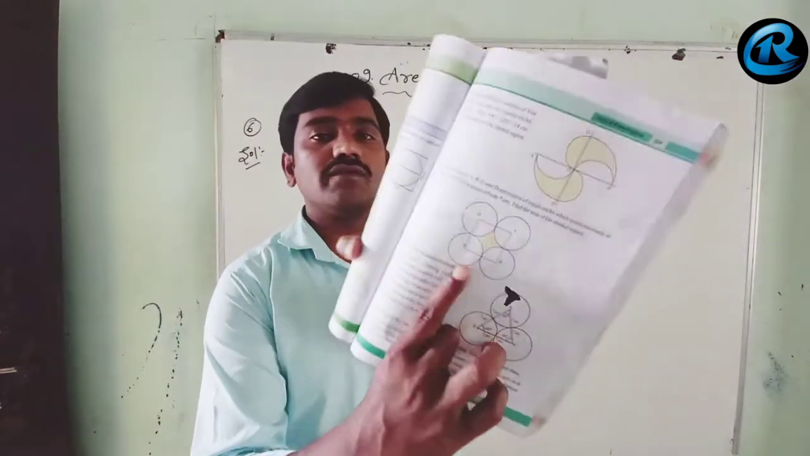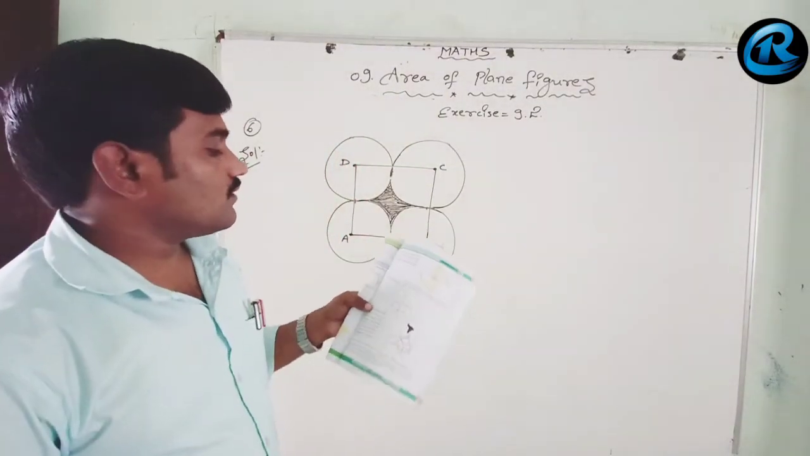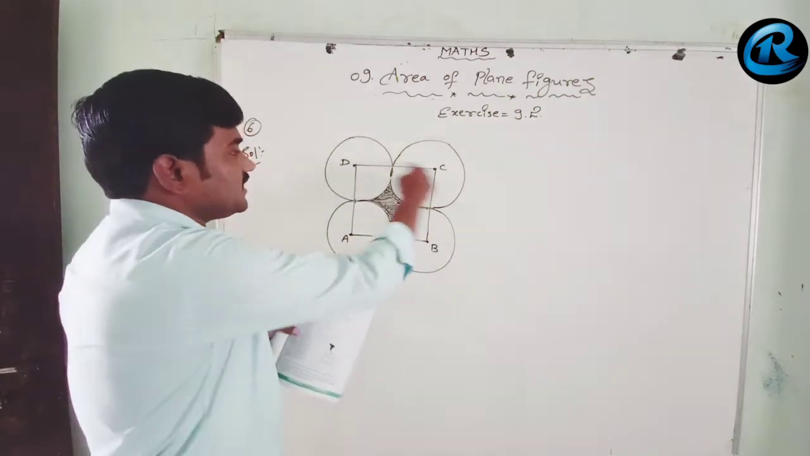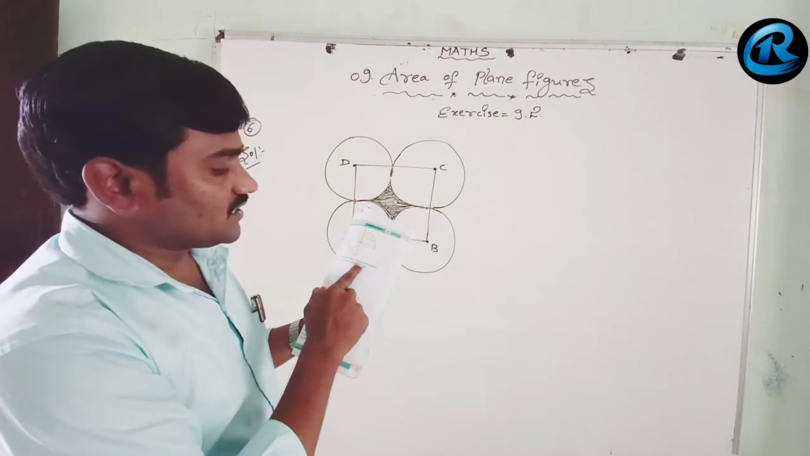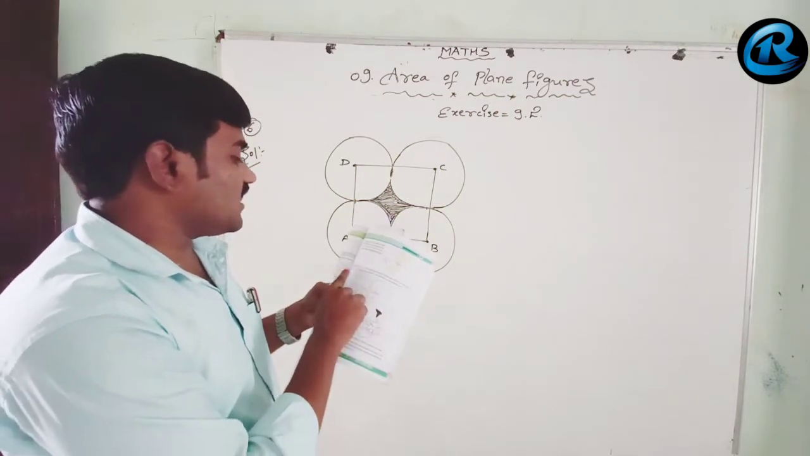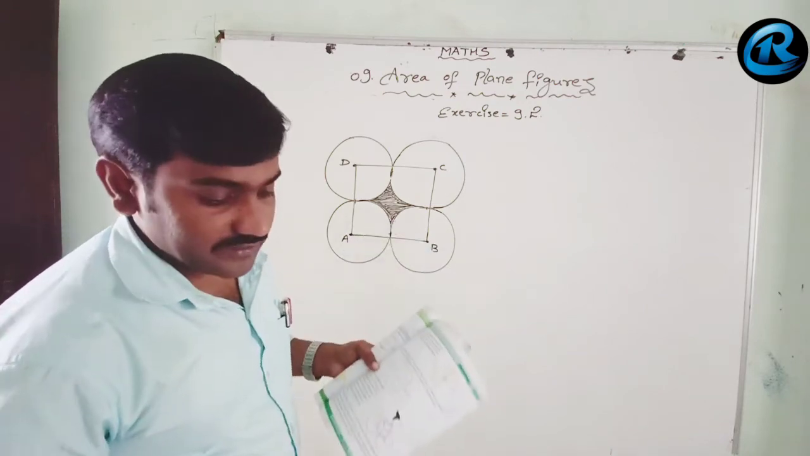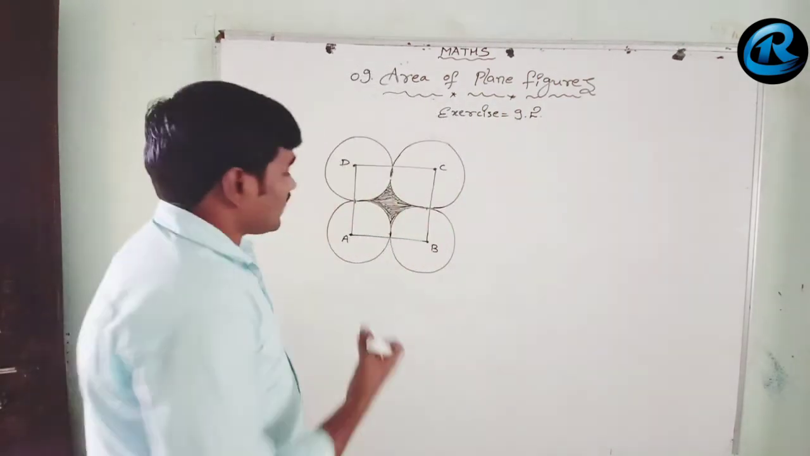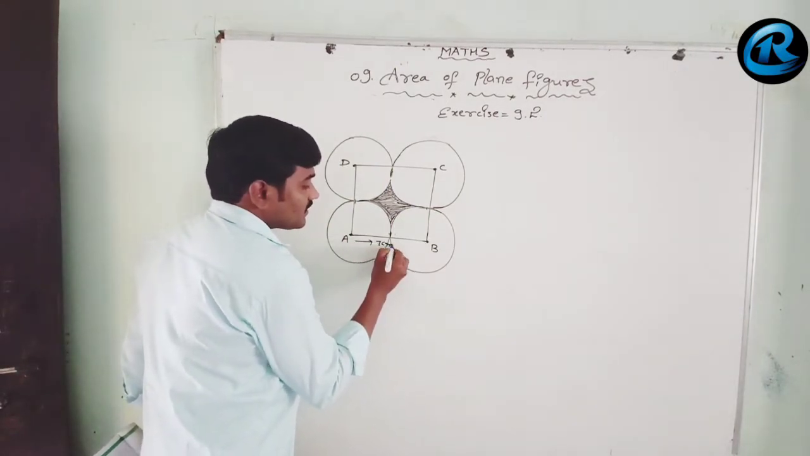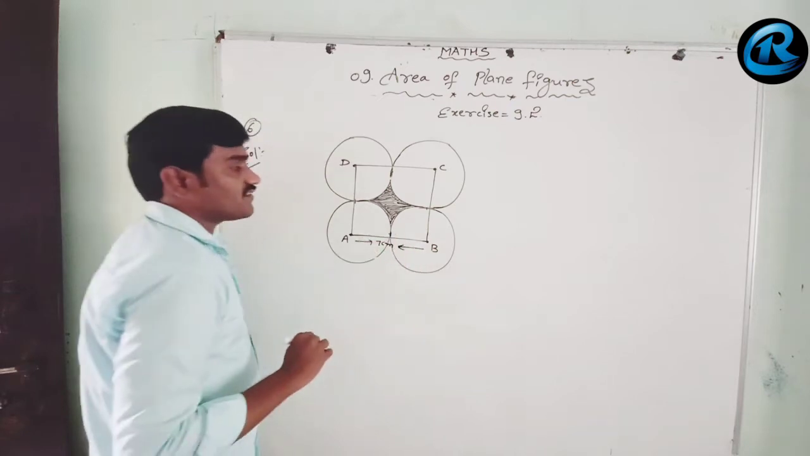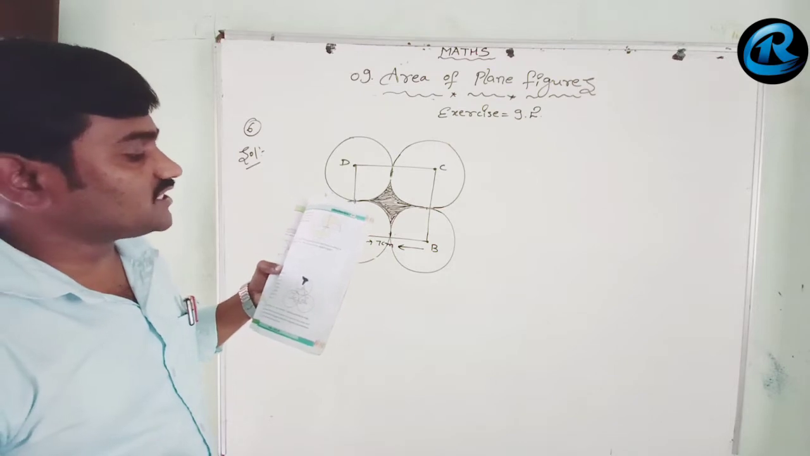Already the diagram was given in the textbook, the same diagram. I have tried my level best here. In the adjacent figure, ABCD is a square, centers of equal circles which touch externally in pairs of the ABCD square of side 7 cm. Here the side of the square is given, 7 centimeters. Then find the area of the shaded region.